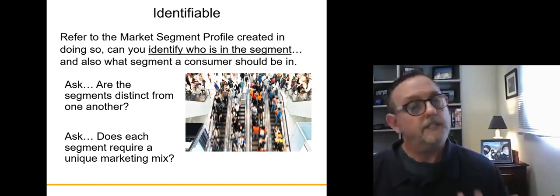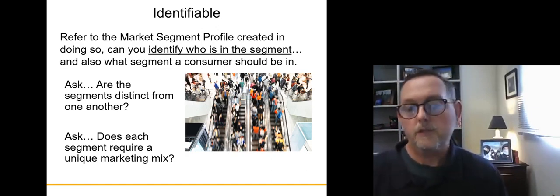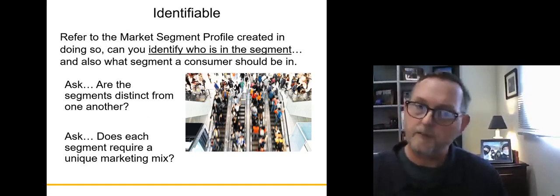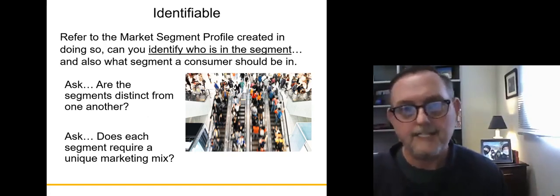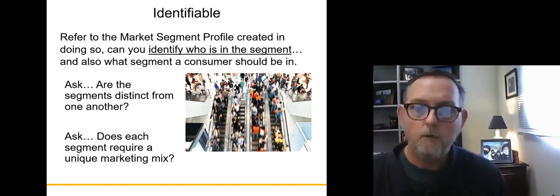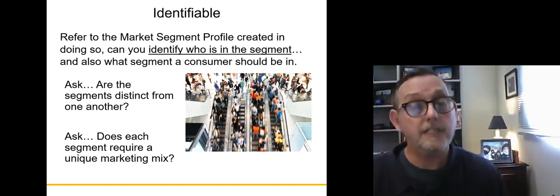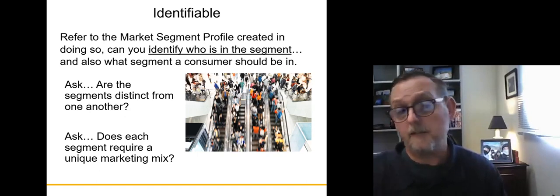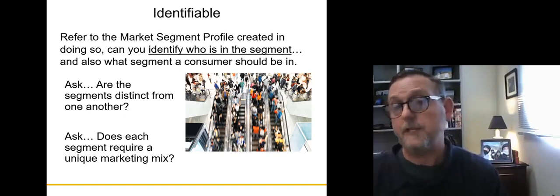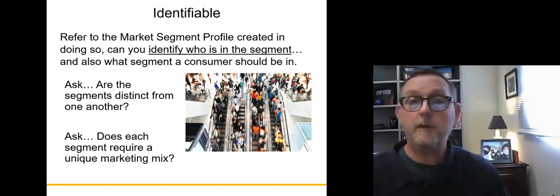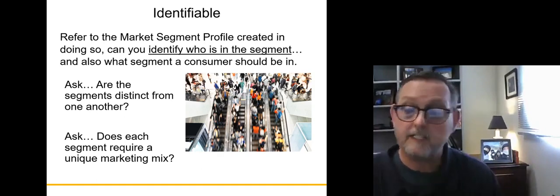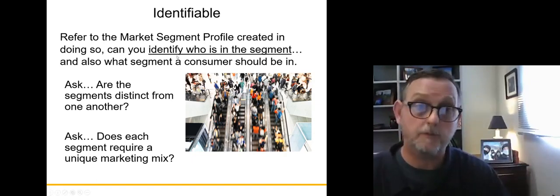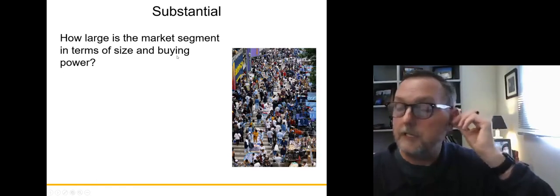So you'll know they're identifiable because they'll be distinct from each other. We'll be able to use different marketing approaches, and some approaches will be better or worse for each different segment, and that's how we'll distinguish them. Finally, we'll be able to identify who is in the segment, and we'll be able to identify which segment each individual consumer should be in. So that's the way we think about identifiability. That's one way we know that segmentation was done properly.